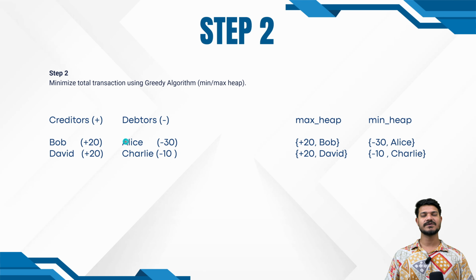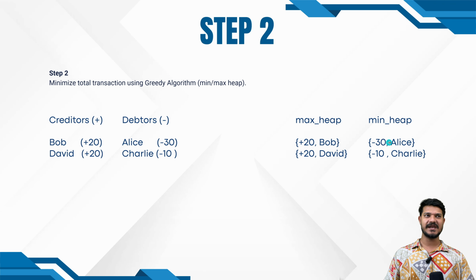Okay, and then you'll create a min-max heap. A max heap is basically a container which keeps the max balance at the top. So for all of the creditors we'll create a max heap, and for all of the debtors we'll create a min heap, right? So each time we'll get the max negative balance from the top. So this is the min heap and the max heap, right?